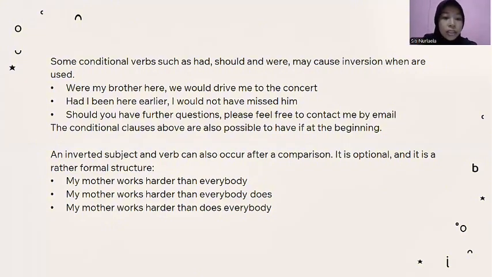The conditional clauses above can also have if at the beginning. An inverted subject and verb can also occur after a comparison. It is optional and it is a rather formal structure. My mother works harder than everybody. My mother works harder than everybody does. My mother works harder than does everybody.